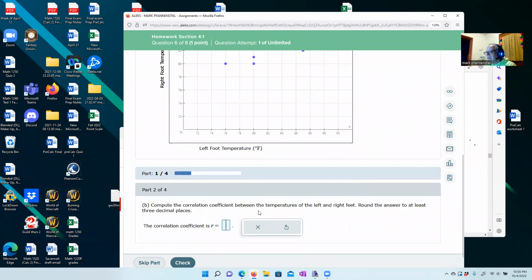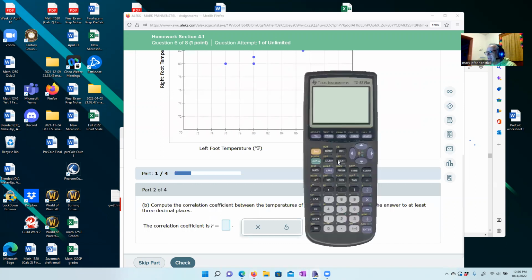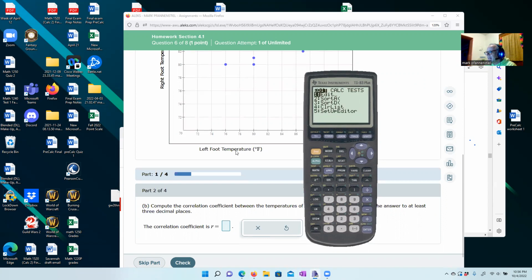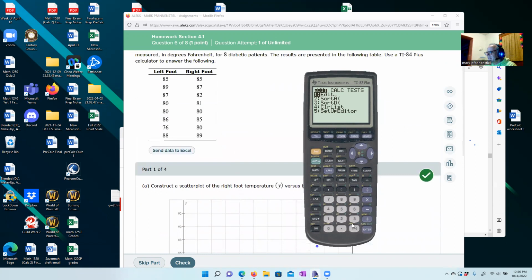Okay, calculate the correlation coefficient between the two temperatures, rounded to the nearest 3 decimal places. All I'm going to do is go to my calculator, and we're going to go to stat. We're going to clear the list. So I'm going to clear list 1, and clear list 2. Enter. Okay, and then I'm going to go back to stat, and I'm going to edit.